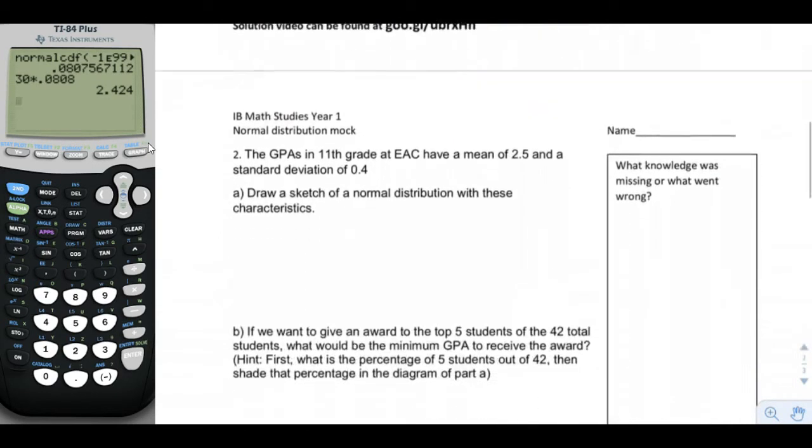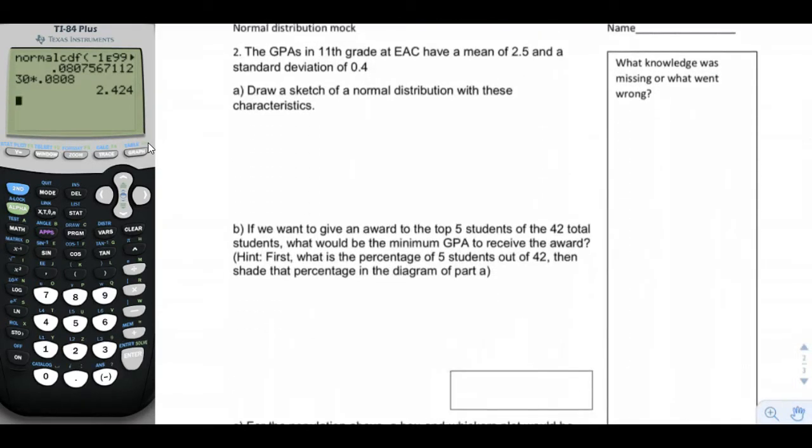Going to the next problem, number 2. The GPAs in 11th grade DAC have a mean of 2.5 and a standard deviation of 0.4. Draw a sketch of the normal distribution with these characteristics. So the middle is 2.5 and the standard deviation is 0.4, so this line would be 2.9, this line would be 3.3, this line would be 2.1, this line would be 1.7, okay?